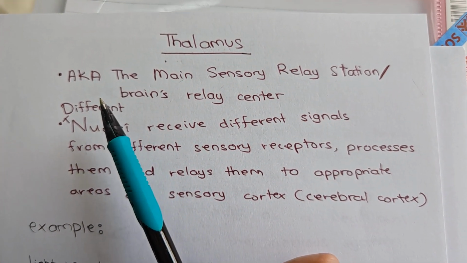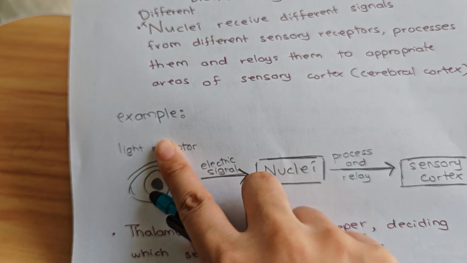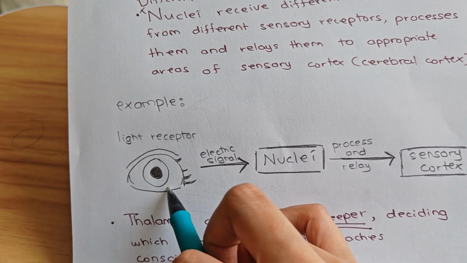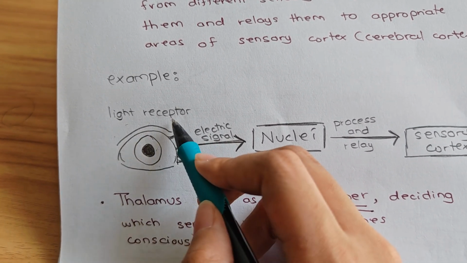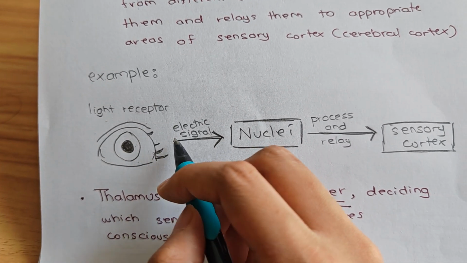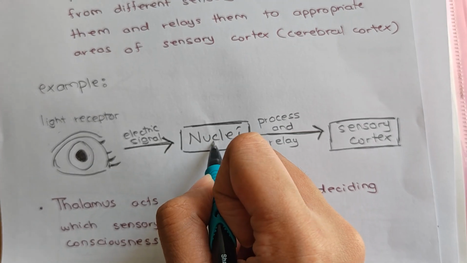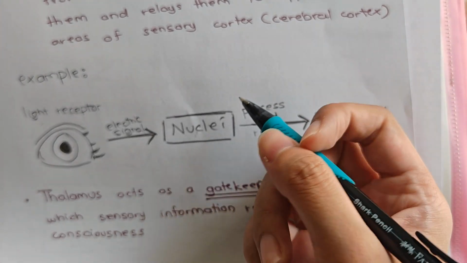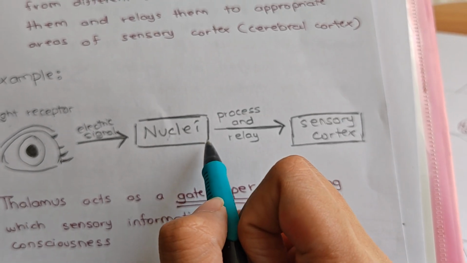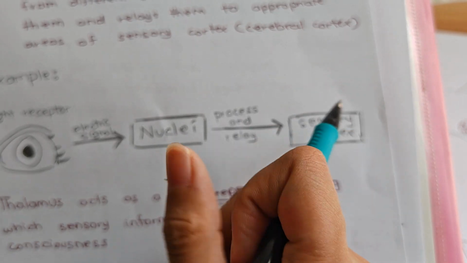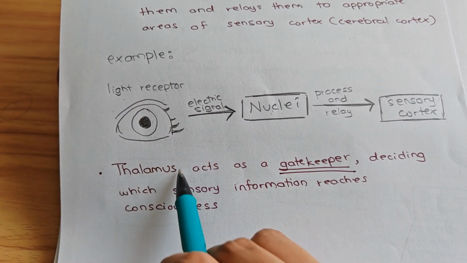If it's still hard to understand, I can provide an example. When the light receptor in your eye receives light, it will send an electric signal to the nuclei in the thalamus, and then that nucleus will process the signal and relay it to the sensory cortex. The sensory cortex is in the cerebral cortex, right?